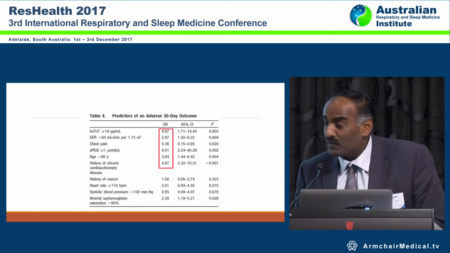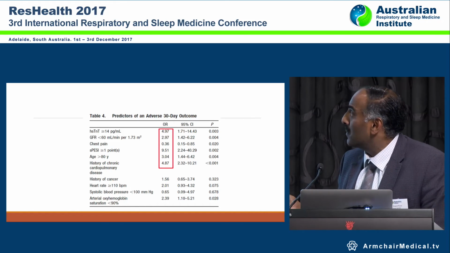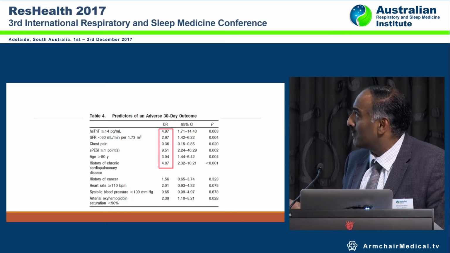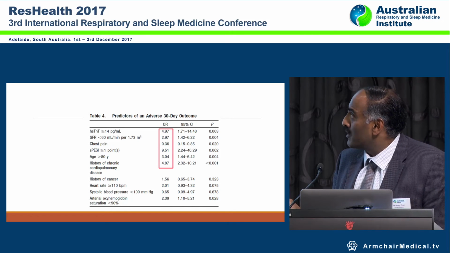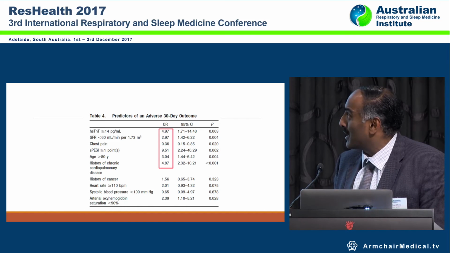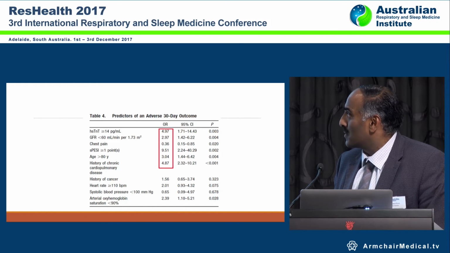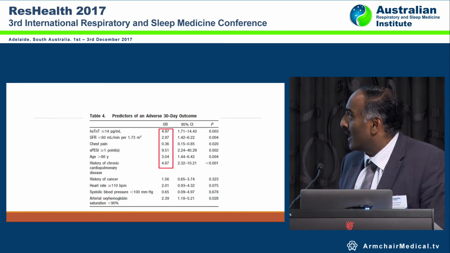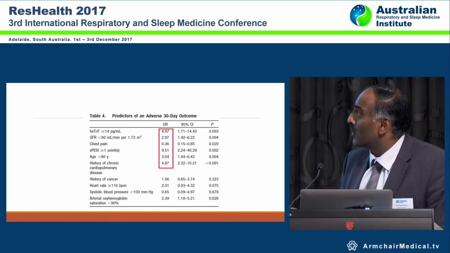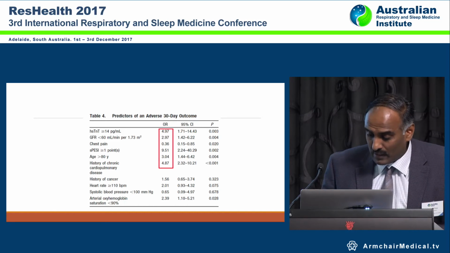Now, the predictors of an adverse 30-day outcome, of which mortality is one of the major factors, is quite interesting. Troponin T sticks out there. The simplified PESI actually predicts quite significantly an adverse outcome. Here are the odds ratios. And none of the others actually predict an adverse outcome. Again, validating that yes, there is a role for using the simplified PESI in routine clinical practice in the normotensive patient.